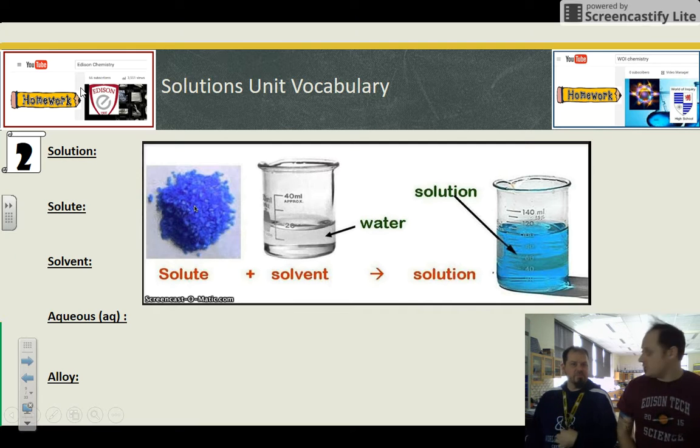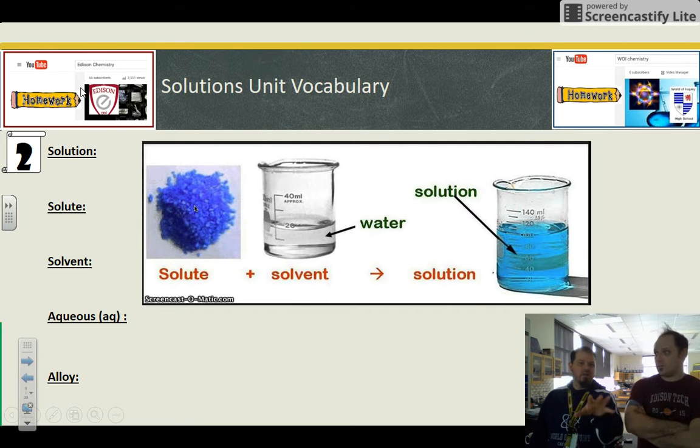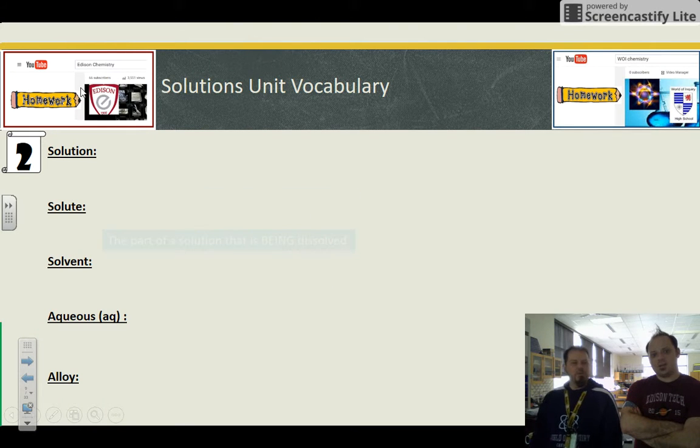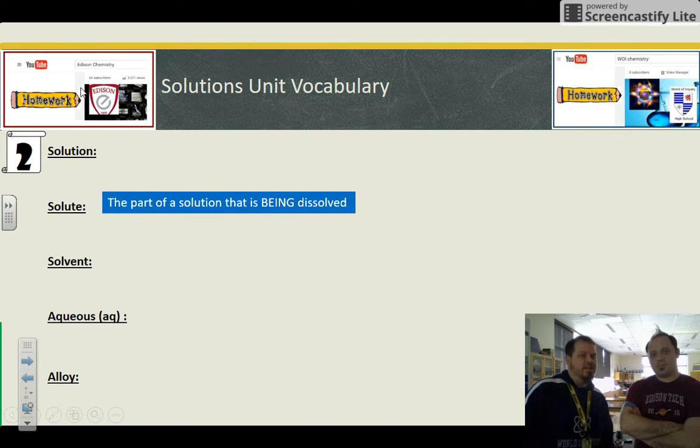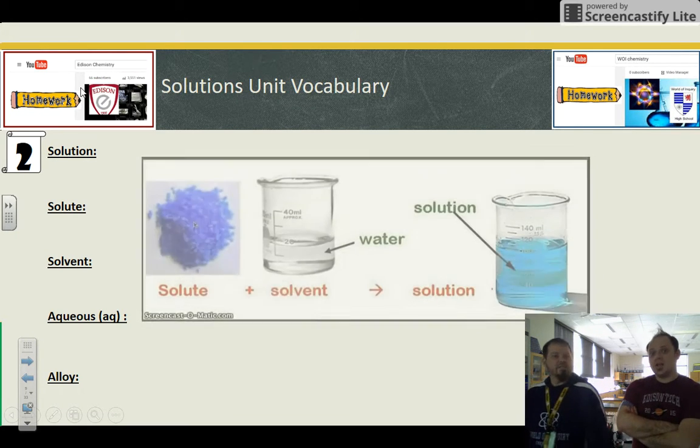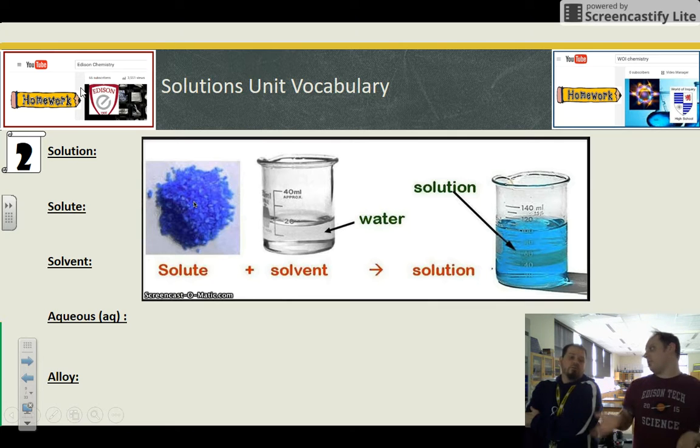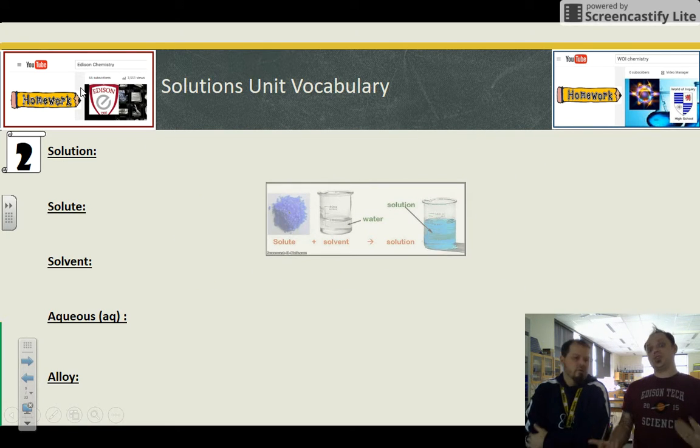Now in this particular picture, we're going to focus on just the solute. See that blue powder stuff? The solute is the part of the solution that is being dissolved. Next, same picture, solvent. Solvent, therefore, must be the thing that does the dissolving.